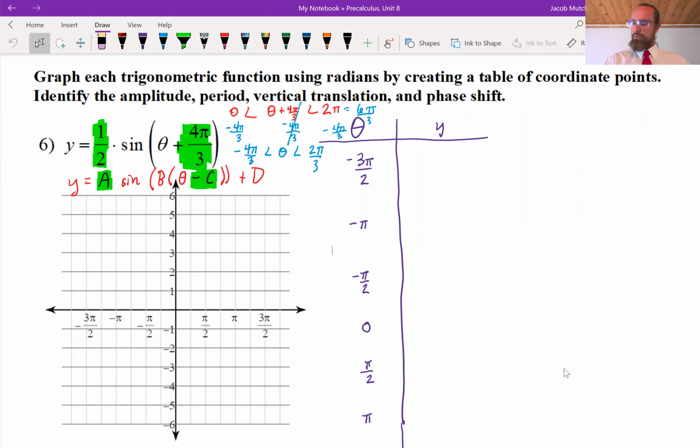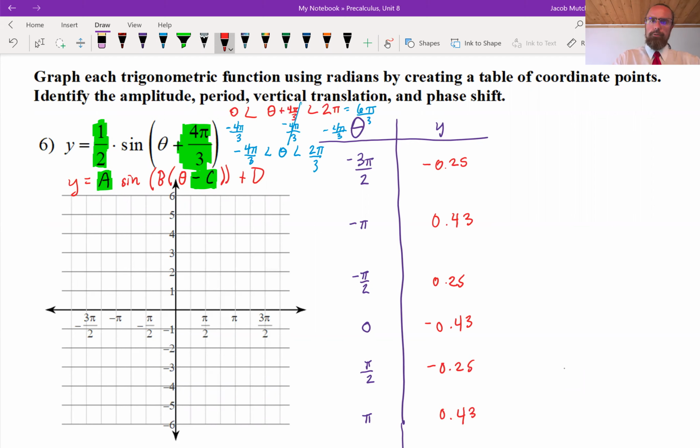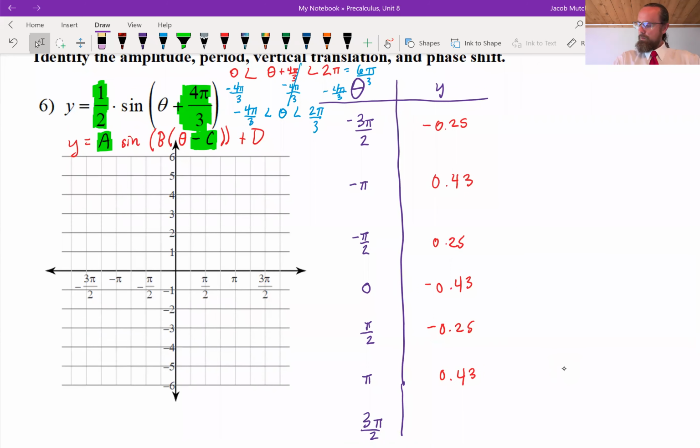And what we'll do is, again, fill in this table with the values we just got from the calculator. So it's going to be a real recognizable pattern. So it's -1/4, positive 0.43, 1/4, negative 0.43, -1/4, positive 0.43. So you can see the pattern is very regular once we have it written. All right, so let's graph those points.